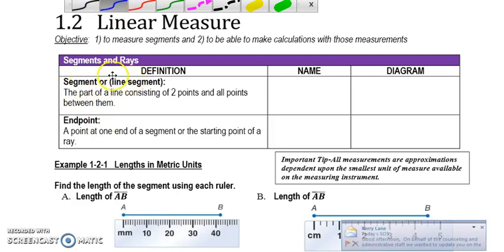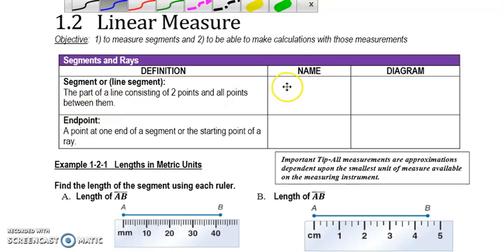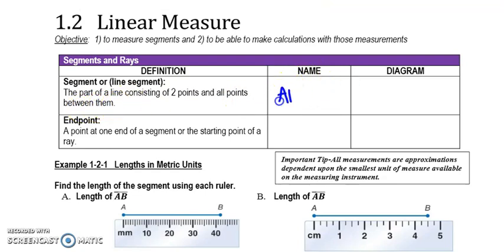A segment or line segment is part of the line consisting of 2 points and all the points in between them. So we have a name of a segment, AB or BA. It can go the other direction. So that would look like this right here. That's a line segment where it's stopping there.